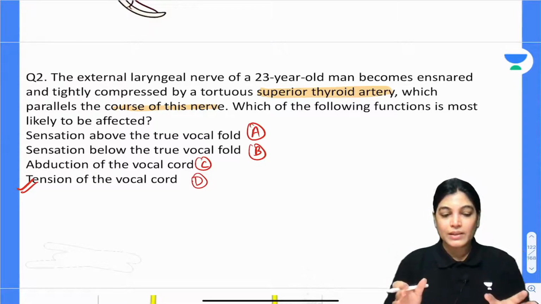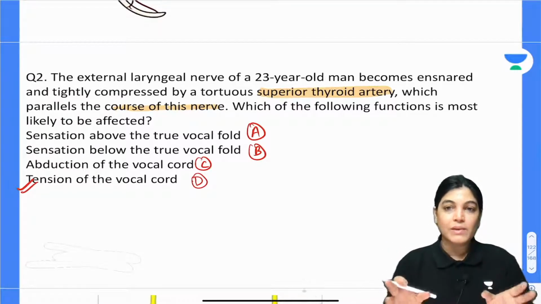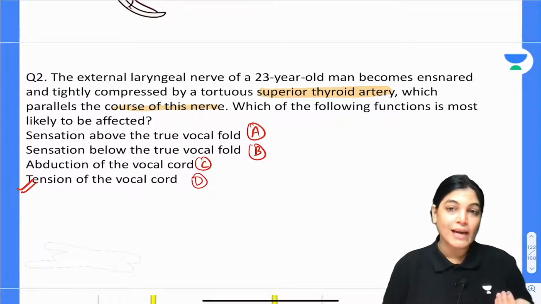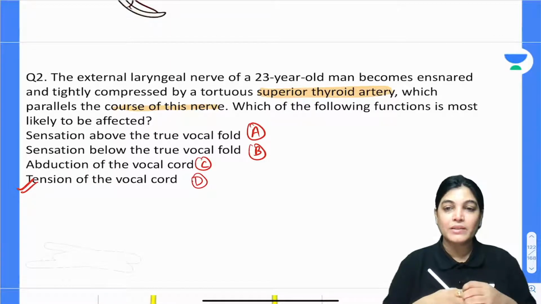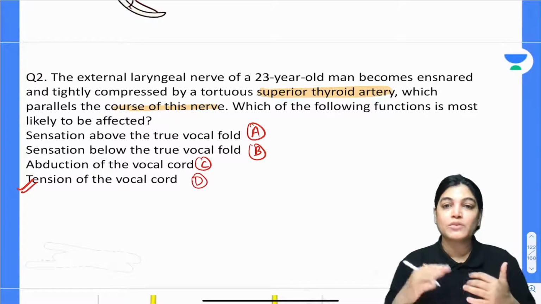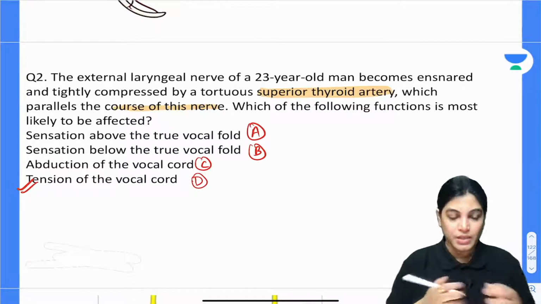The superior thyroid artery is one of the branches of the external carotid artery, and it is giving blood supply to the superior pole of the thyroid gland, running along with the external laryngeal nerve. The external laryngeal nerve is lying close to it. So, in cases where the superior thyroid artery is ligated, there can be a chance of compression of the external laryngeal nerve.